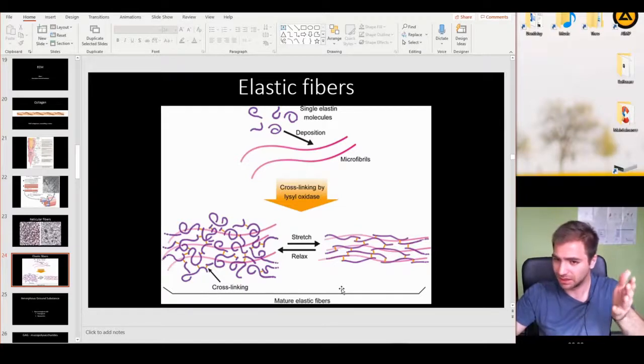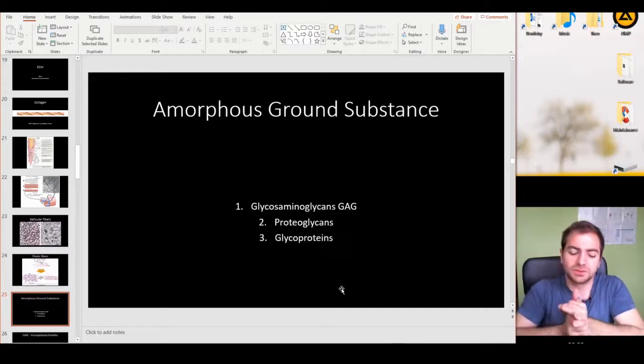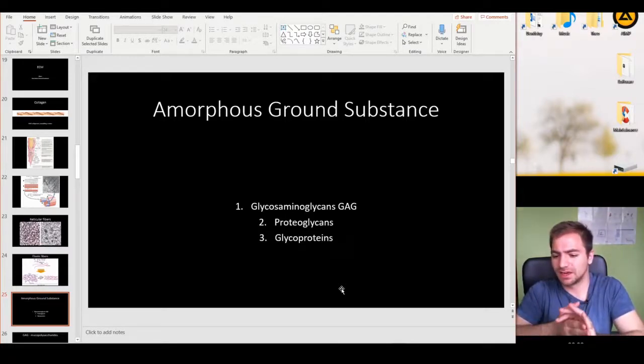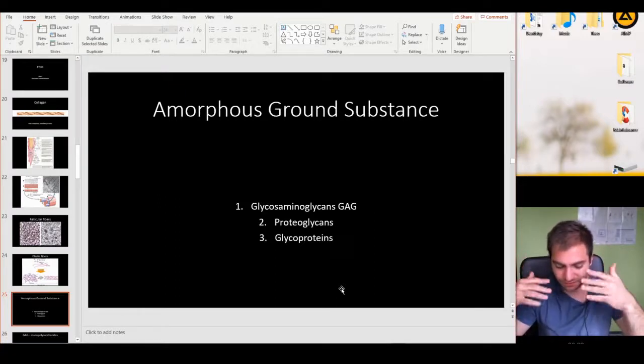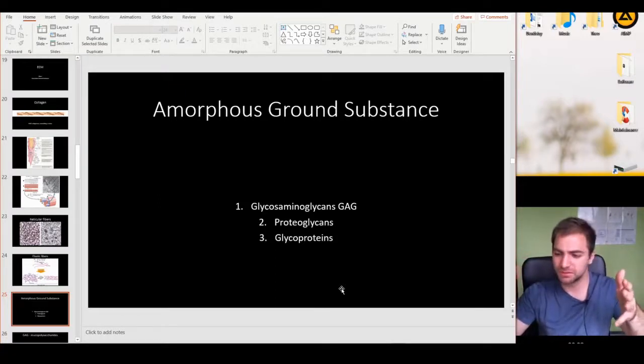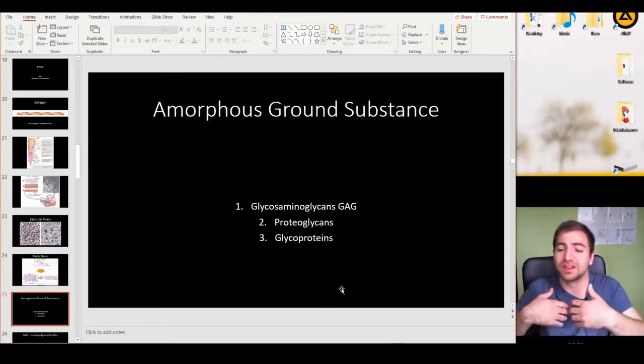A high amount of elastic fibers is typically found in the tendons, for example. Now let's focus on the amorphous ground substance. In simple words, amorphous means having no shape. But the function of the amorphous ground substance is to form the pillars and the scaffold, the matrix in which the collagen, the connective tissue, is going to be formed.